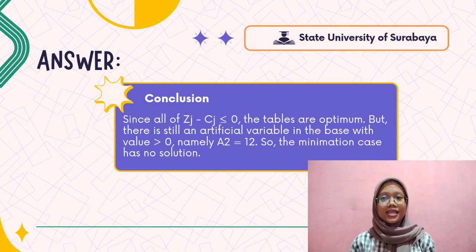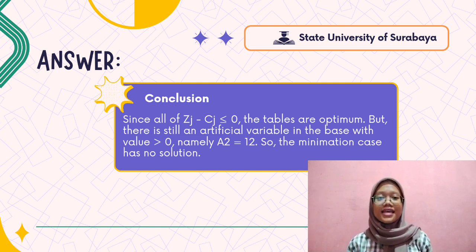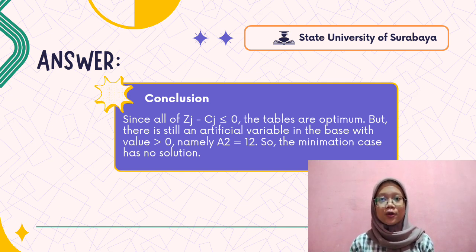So the conclusion is, since all zj minus cj are less than or equal to 0, the table is optimum. But there is still an artificial variable in the base with a value more than 0, namely a2 equals 12. So the minimization case has no solution.